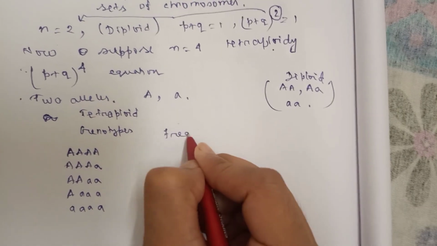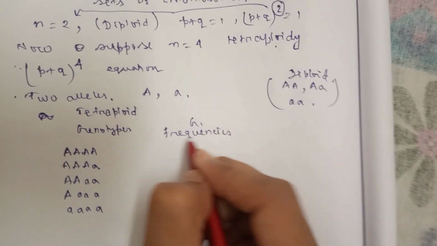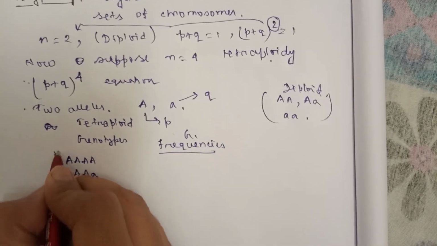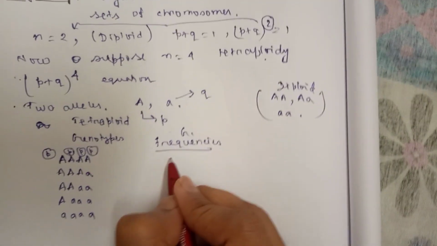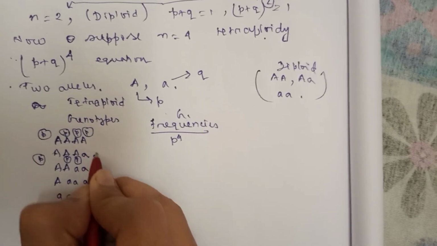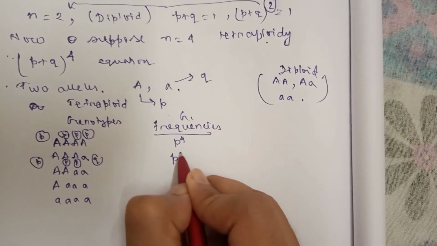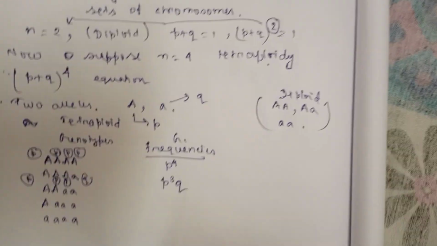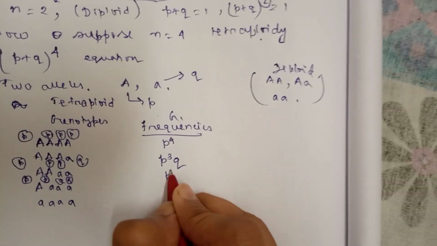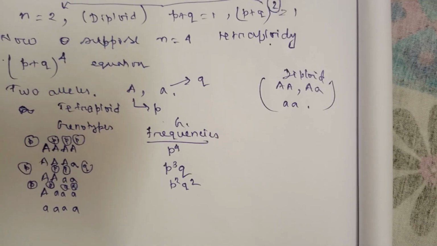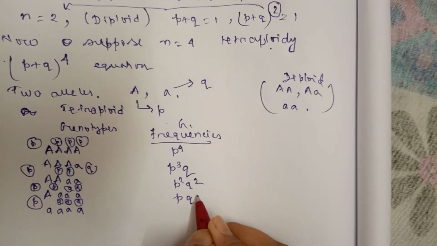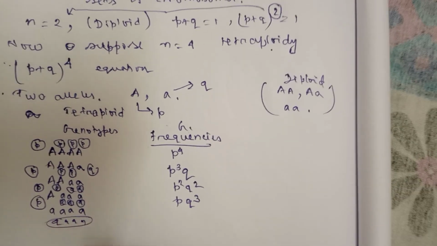So how will be the frequencies? The genotypic frequencies. Let's say the allelic frequency of capital A is P and allelic frequency of small a is Q. So here you can see 4 P's are there, so it will be P to the power 4. Here you can see 3 P's are there and 1 is Q, so P cube Q. Here it will be 2P and 2Q, so P square Q square. Here will be 1P and 3Q, that is P Q cube. And that is 4Q, so Q to the power 4.